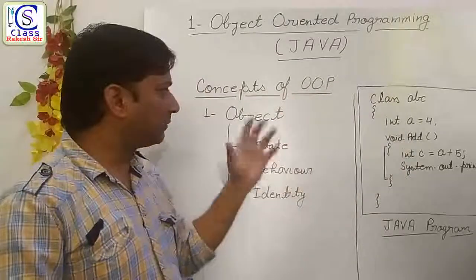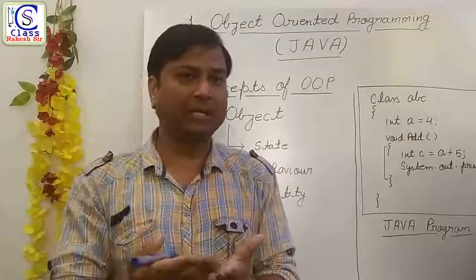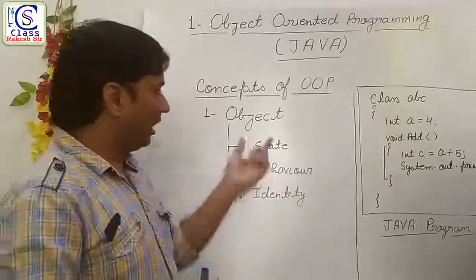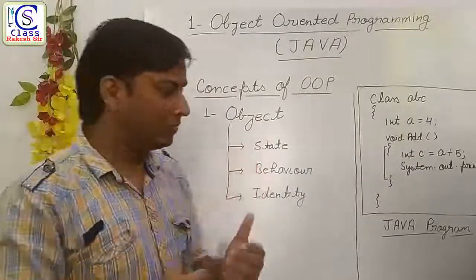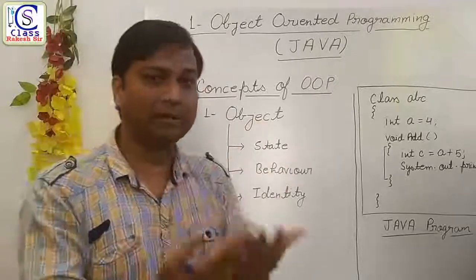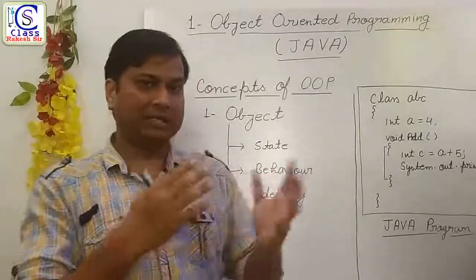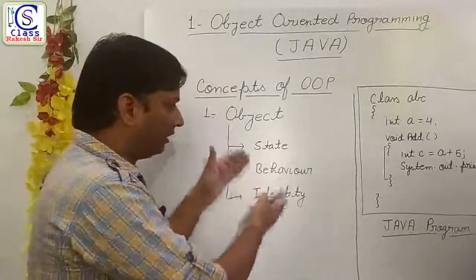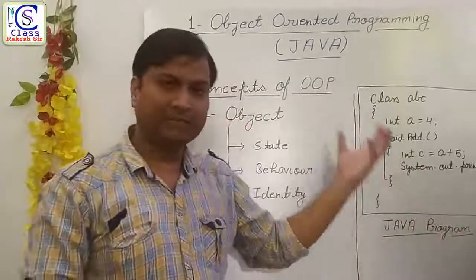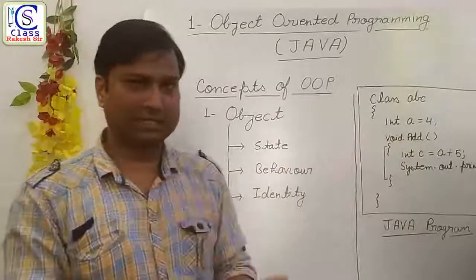So here I am explaining what an object is, and later how to create an object. Whenever I explain how to create an object, I will describe briefly how we give the state of that particular object, what is the behavior of that object, and what is the identity of that object. When I explain how to create, I will show that this one is the object, this one is the state and this one is the behavior.